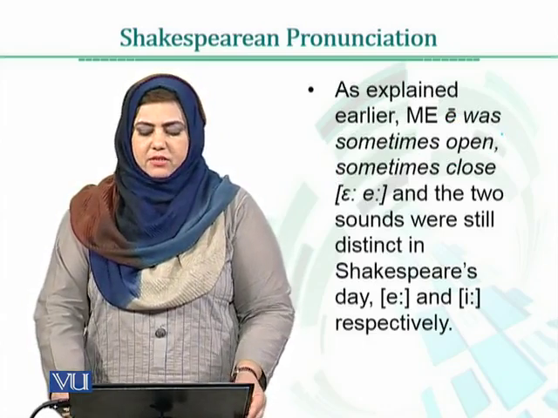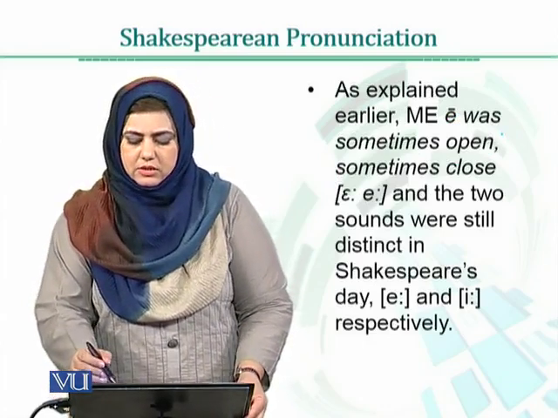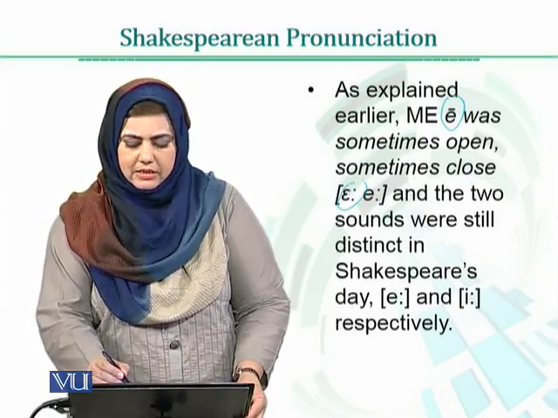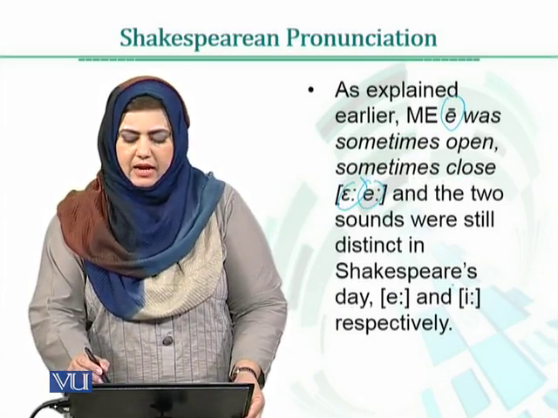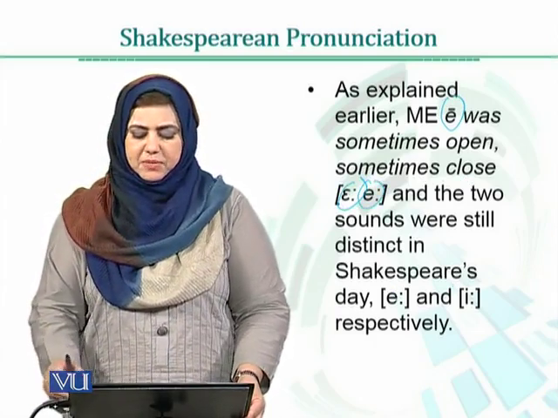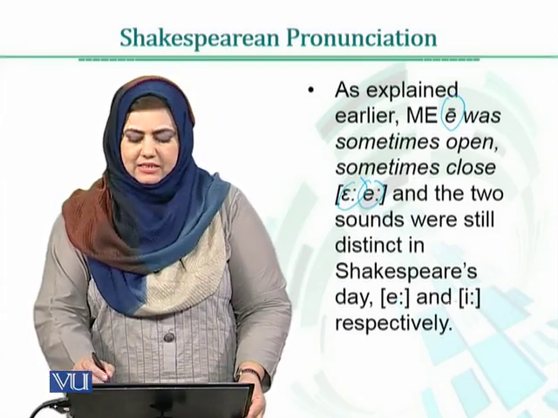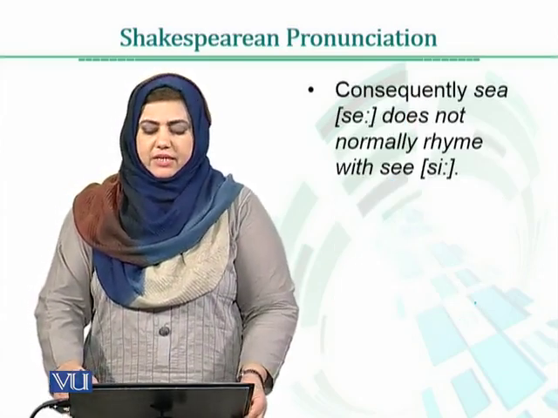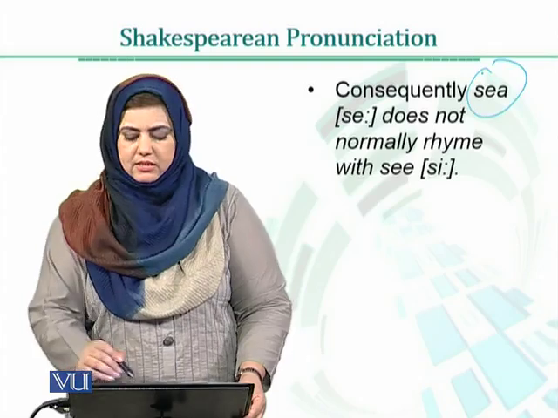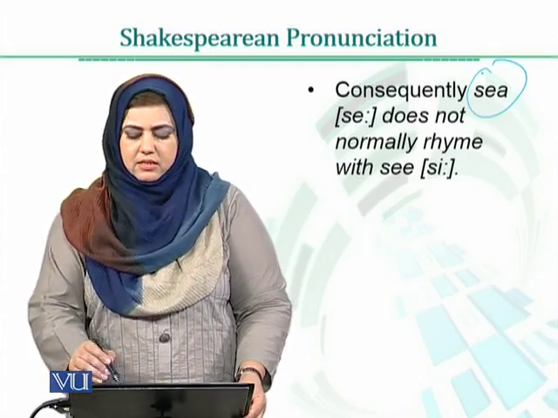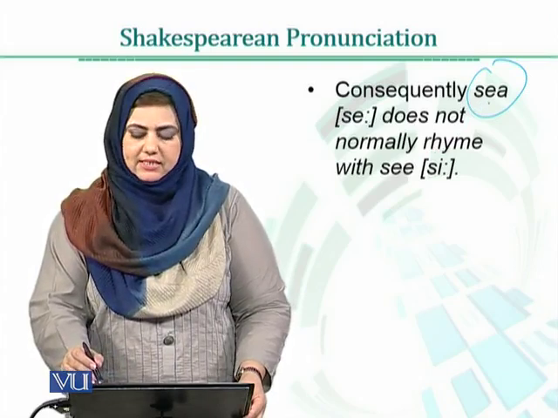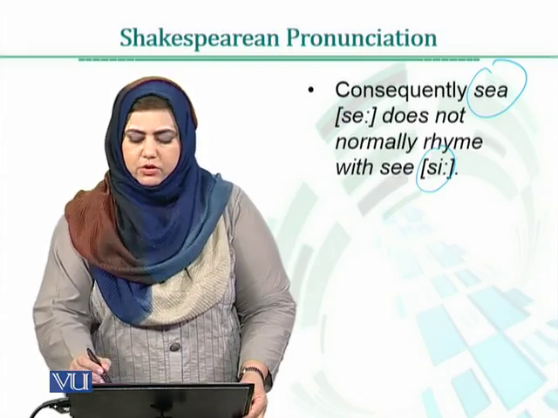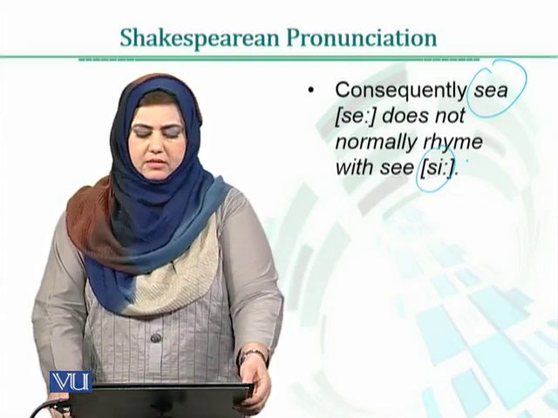As I have already explained, in Middle English, the E sound was sometimes open, sometimes closed, and the two sounds were still distinct in Shakespearean times. We could differentiate between them respectively. Consequently, notice the word see. Now we call it "see". This is how it is represented. At that time, it would be "say". It would not be the E sound as we have here.